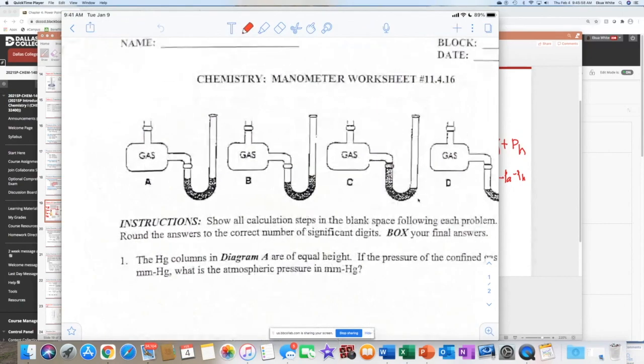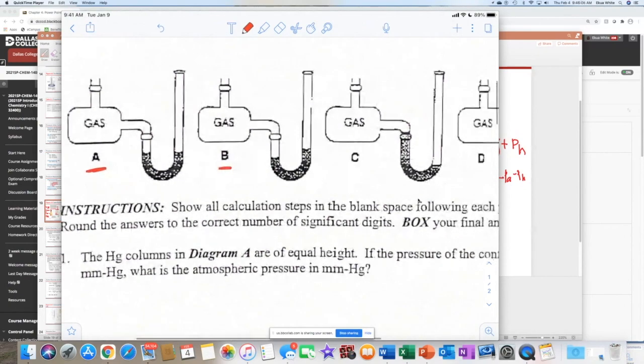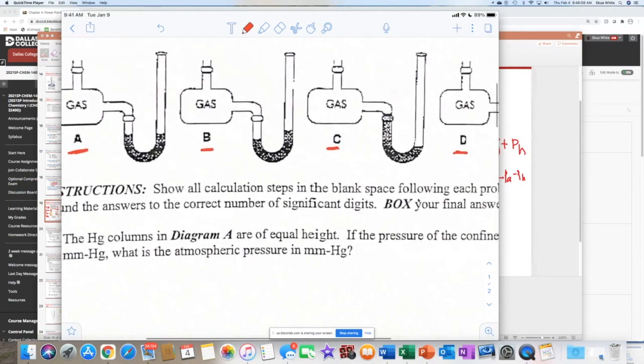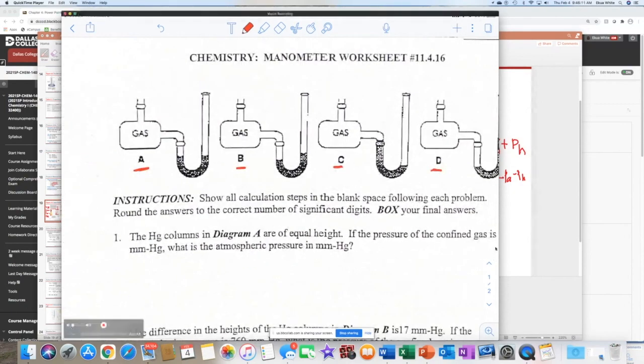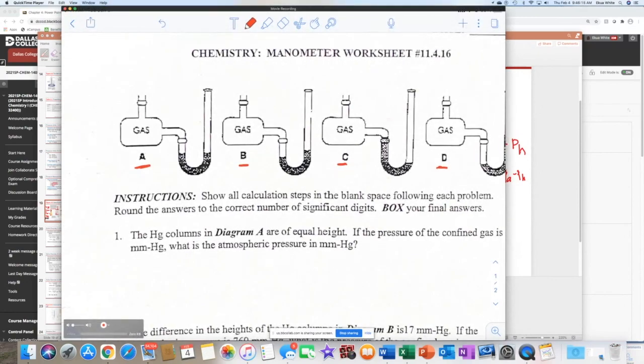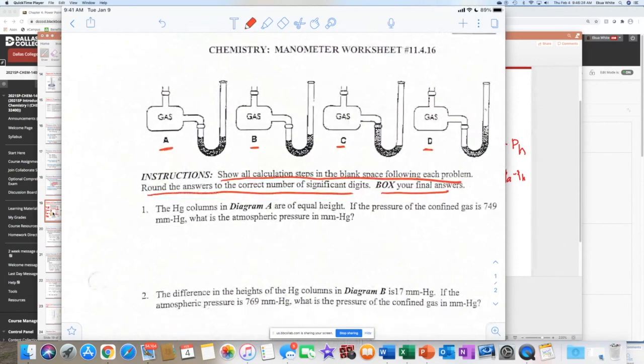On this one here, you have two pressures once again. You have picture A, picture B, picture C, picture D. So we have to answer the questions based on the pictures that they give us. Let me see if this is the biggest I can make this. Okay. So it says, show all calculation steps in the blank space following each problem. Round the answers to the correct number of significant figures. Box your final answers. Okay.